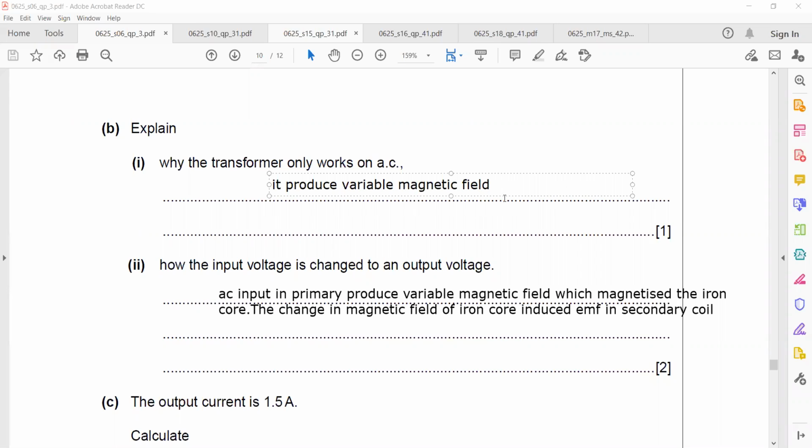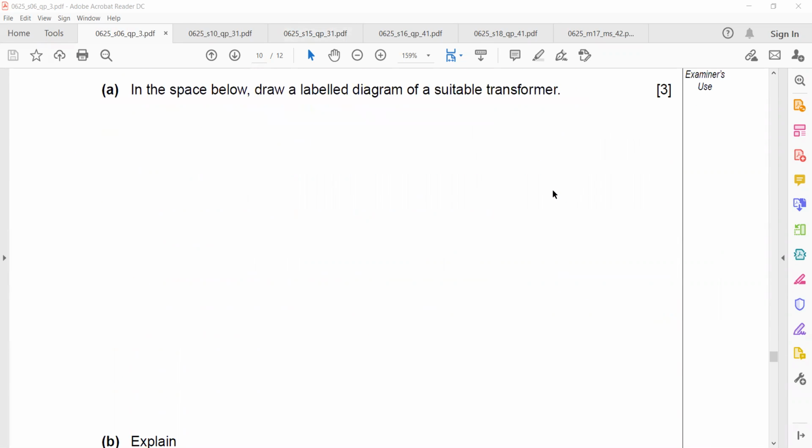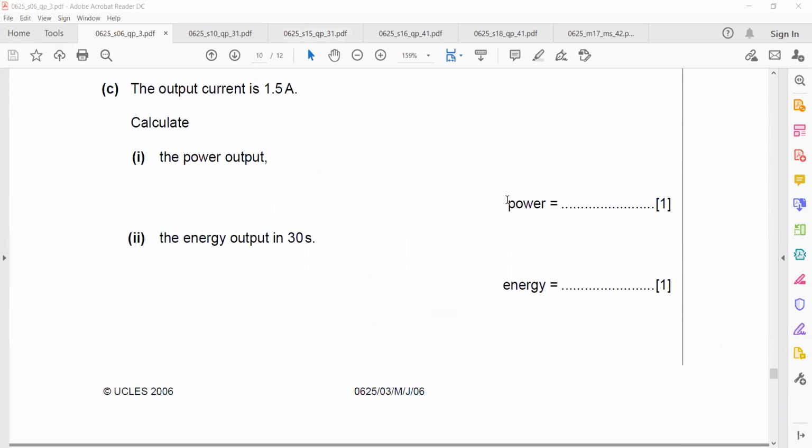Use a ruler. It should be a neat drawing for this transformer, not a rough one, because if you see the mark, it's of 3 marks. So that's why rough diagrams are not acceptable here. It should be a proper diagram.